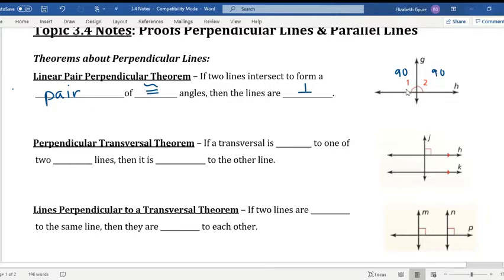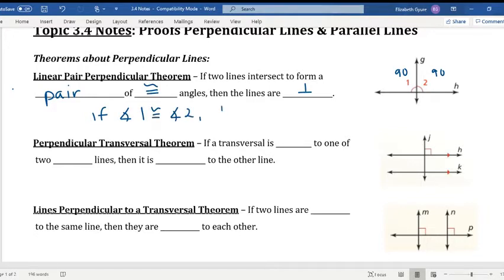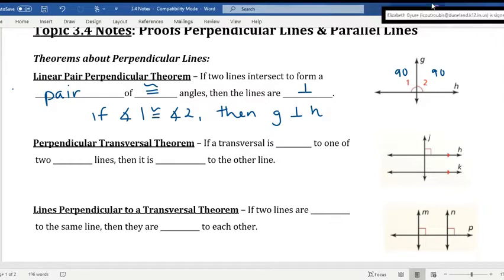Because I didn't want it to be too obvious in the picture. Yeah, so basically what this means is if angle 1 is congruent to angle 2, then line G is perpendicular to line H, right? Because you'll have a linear pair and they both are 90, so it's perpendicular.